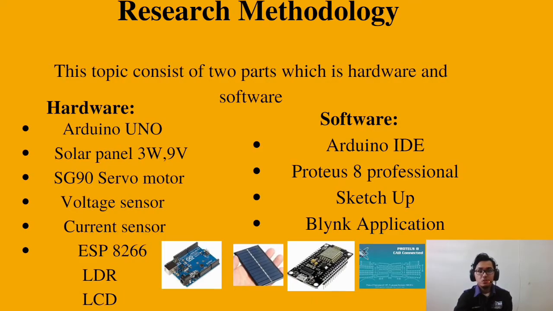For the research methodology, this topic consists of two parts, which are hardware and software. For the hardware, firstly is Arduino Uno, solar panel 3W 9V, two servo motors, which are SG90, voltage sensor, current sensor, the Wi-Fi module, which is ESP8266, LDR, and also LCD. For the software part, there is Arduino IDE software, Proteus 8 Professional, SketchUp, and the Blynk application.